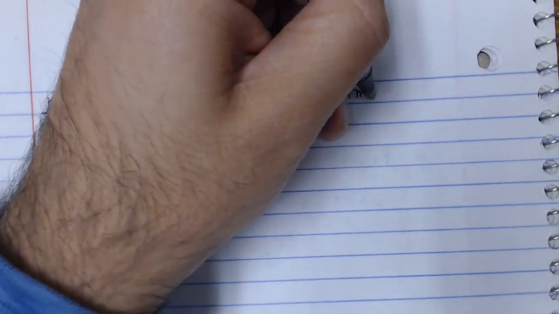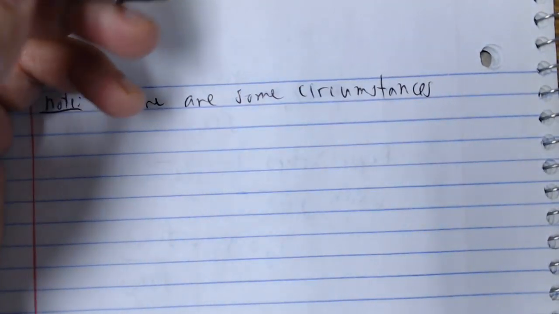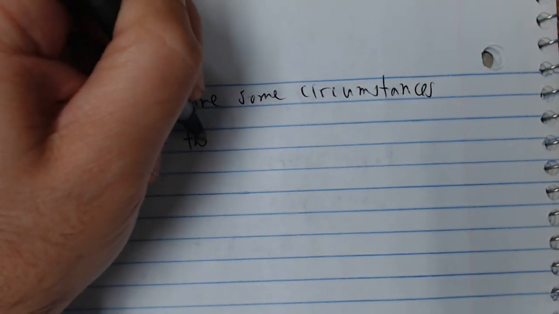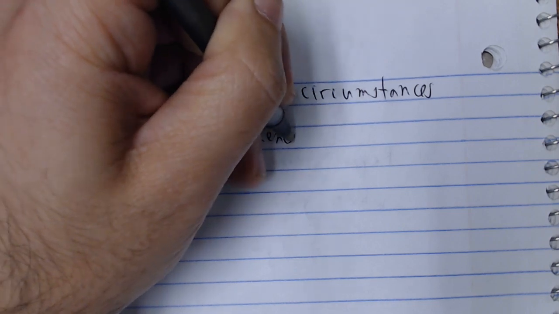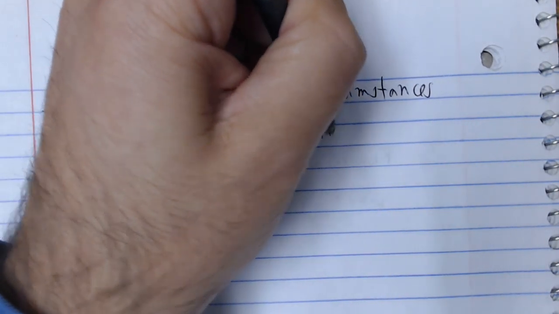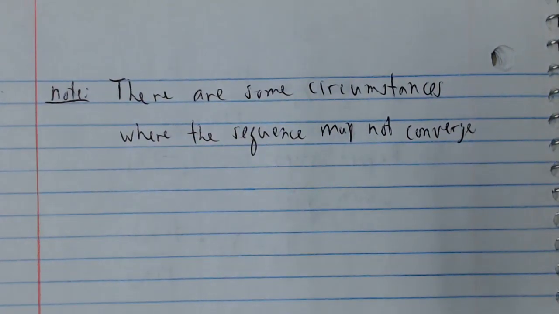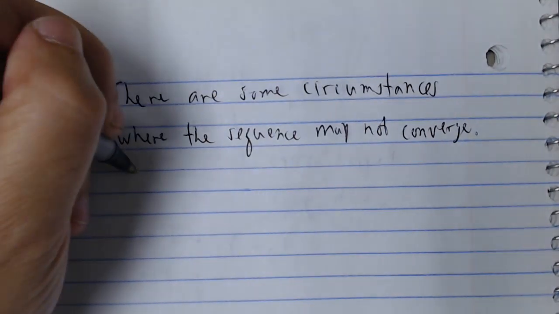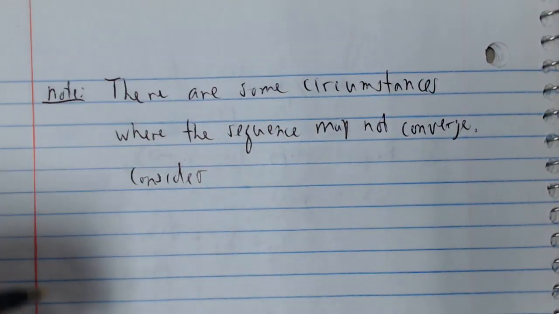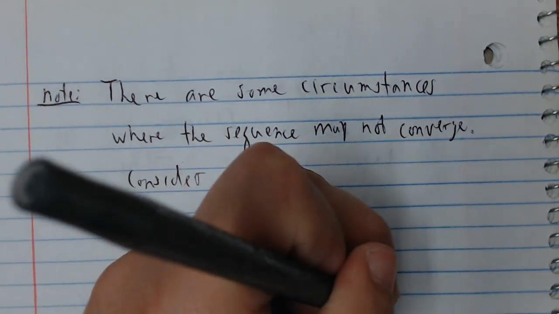before we wrap this up with an example, I want to make another comment as to circumstances where things can go wrong. So we could say that there are some circumstances where the sequence may not converge. If it doesn't converge, it diverges. So here's what we could say. Consider an example such as this.